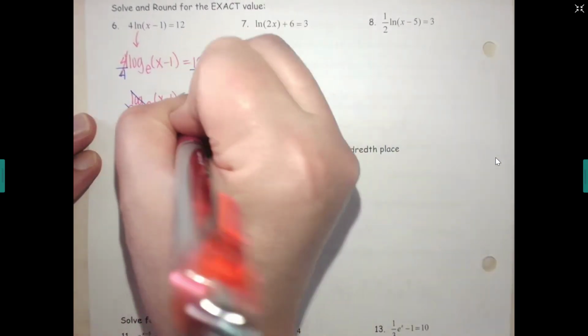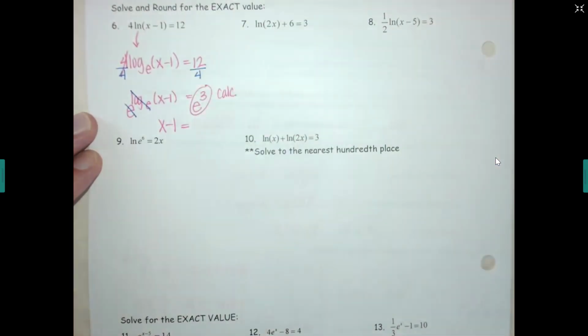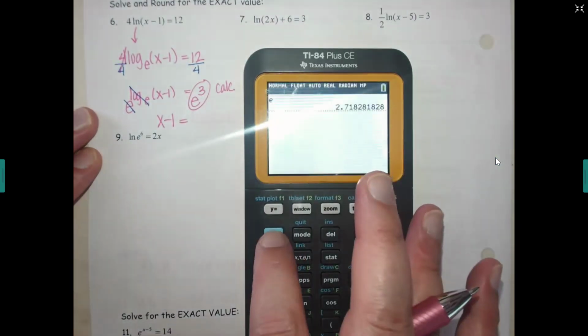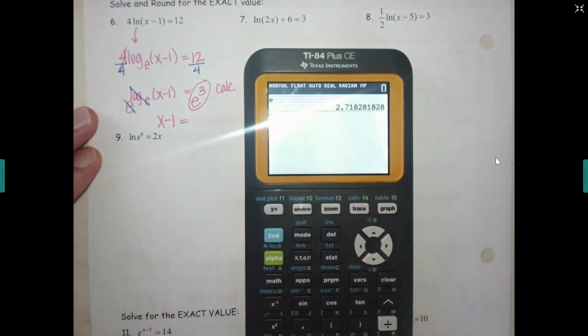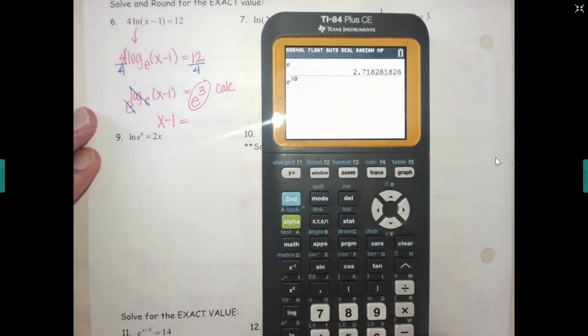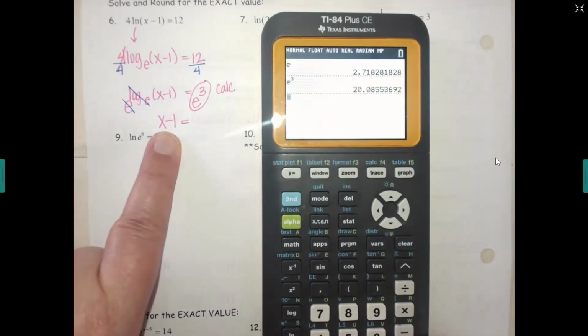So I have x minus 1 equals. And then if I want to know what e cubed is, I'm just going to put that in the calculator. So in your calculator, you're going to hit second divide by to access your e. And then you're going to put it up to the 3rd power. Once I get that decimal, yes, the 20.085, what am I going to do to solve for x? Because it has a minus 1, so I'll plus 1. Very good.